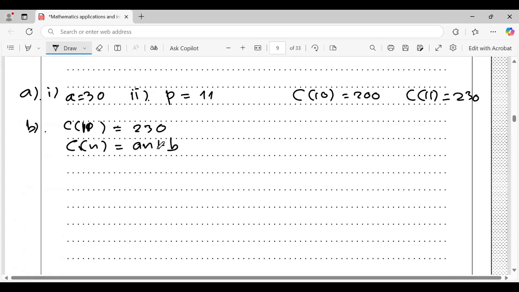An plus B, right? For C11, substitute 11: C11 equals A, which is 30, times 11 plus B. Substitute 230 here, and this is 330 plus B. So we can determine B equals 230 minus 330, which is minus 100. That one.